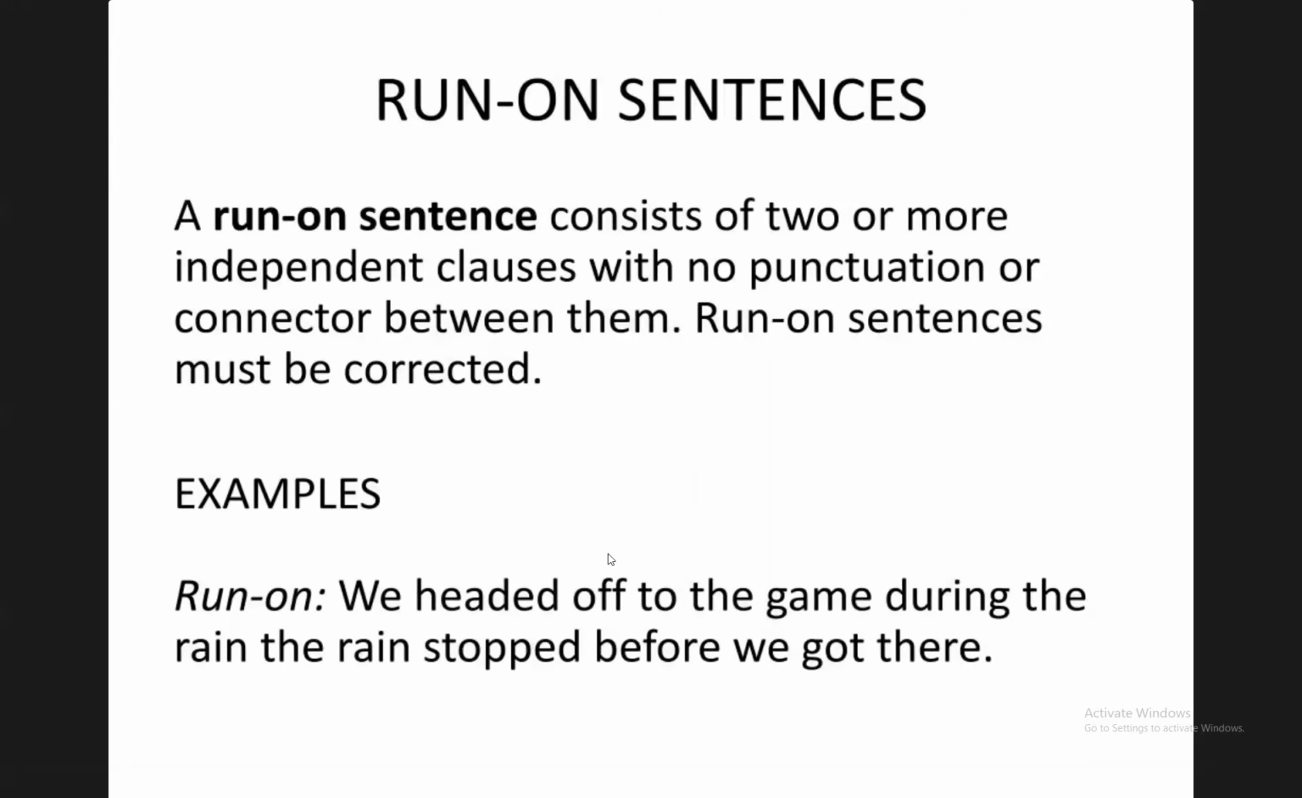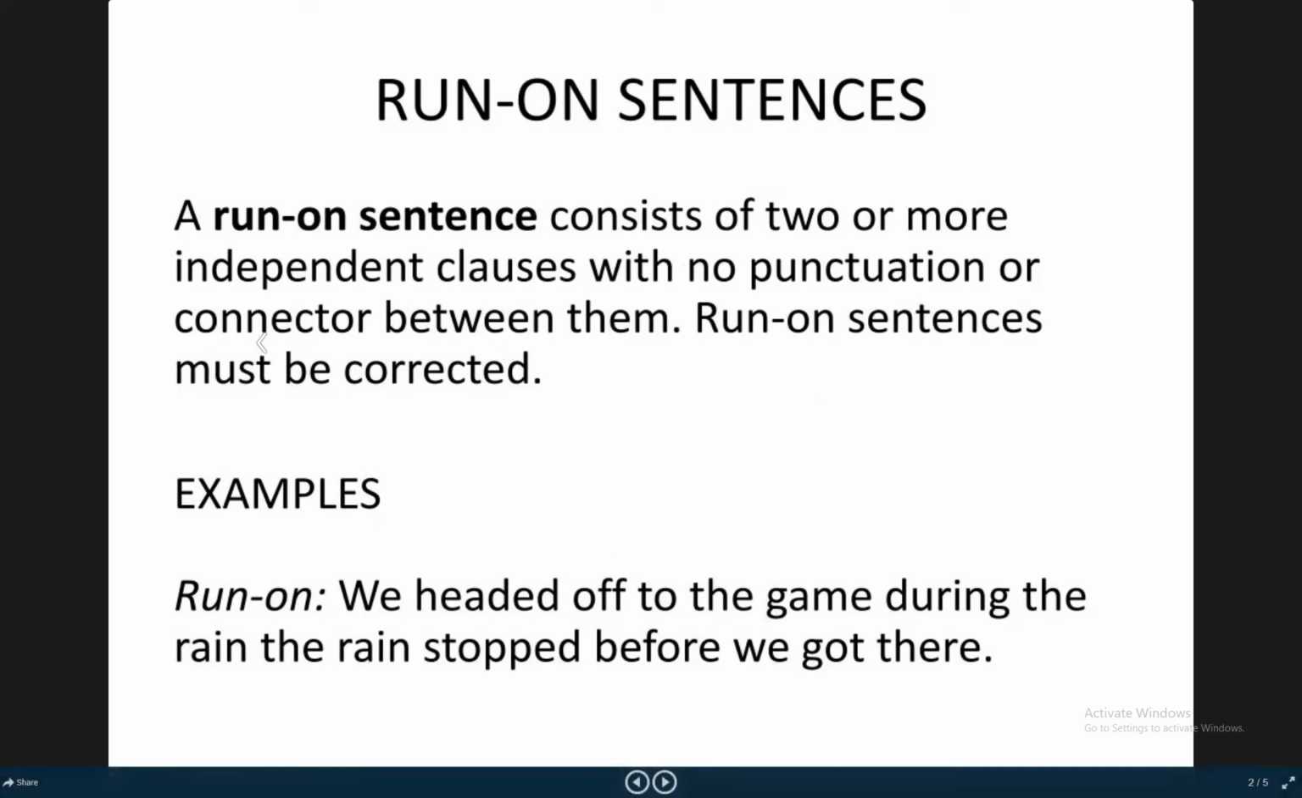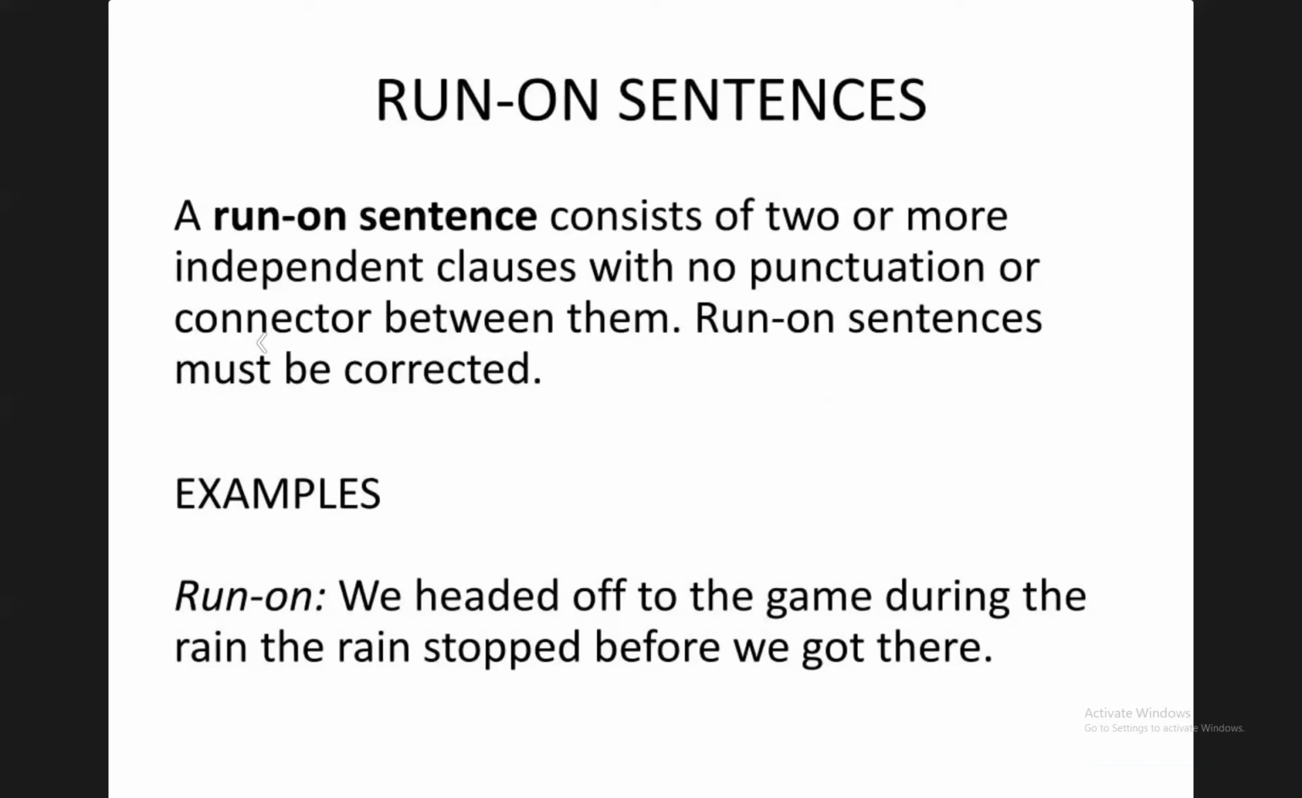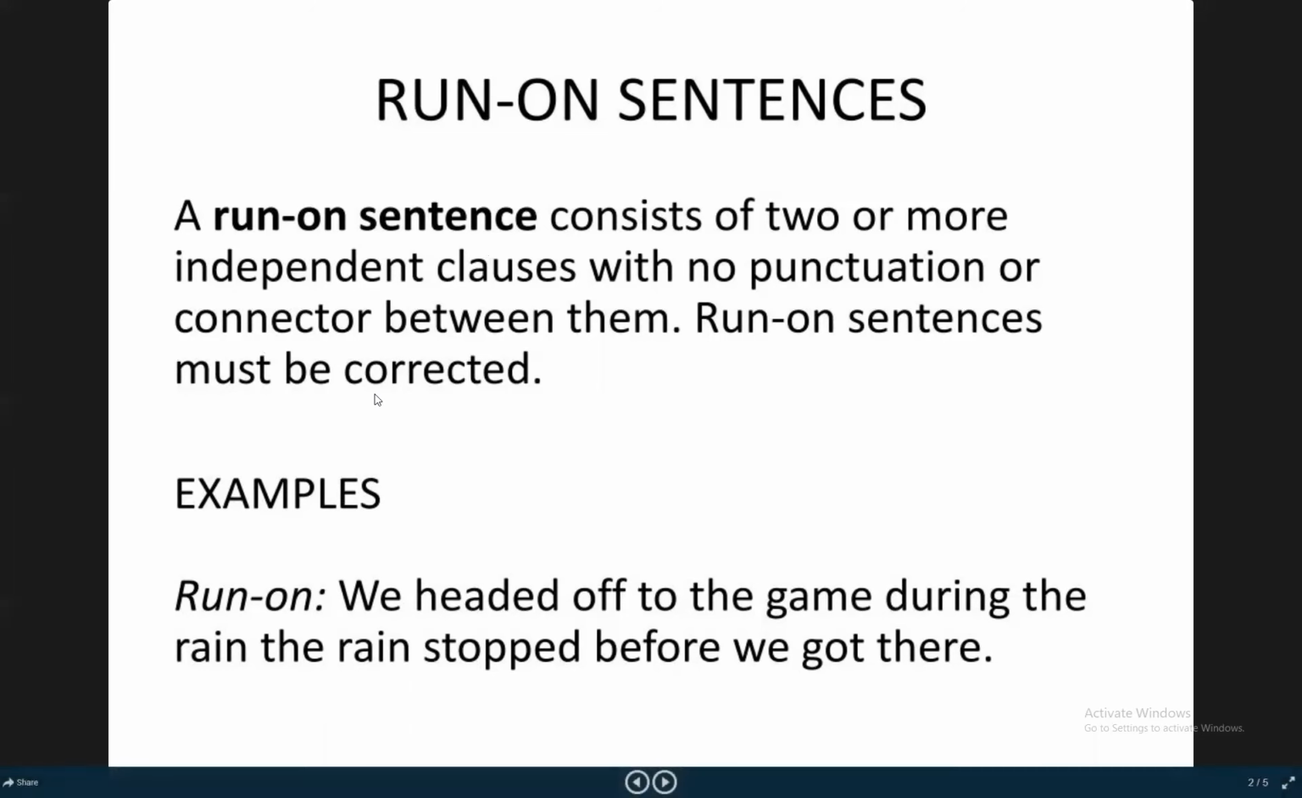Let's have a look. A run-on sentence consists of two or more independent clauses with no punctuation or connector between them. So we learn about two different things here: that a run-on sentence has two or more clauses, and those clauses are independent clauses, not dependent clauses, okay? And the other thing we learn here is they have no punctuation or connector between them to connect them. So here is where we need to jump in and fix that sentence. This is what they say: run-on sentences must be corrected.